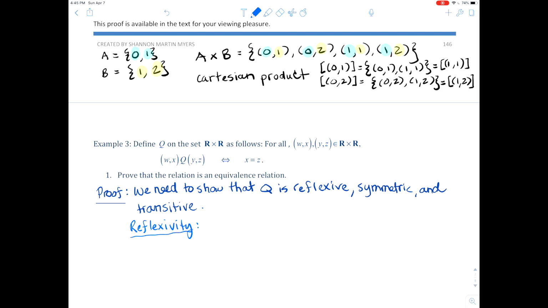All right, so for our proof, the reflexivity part is pretty easy because we can say Q is reflexive since each ordered pair has the same second coordinate, we'll call it.